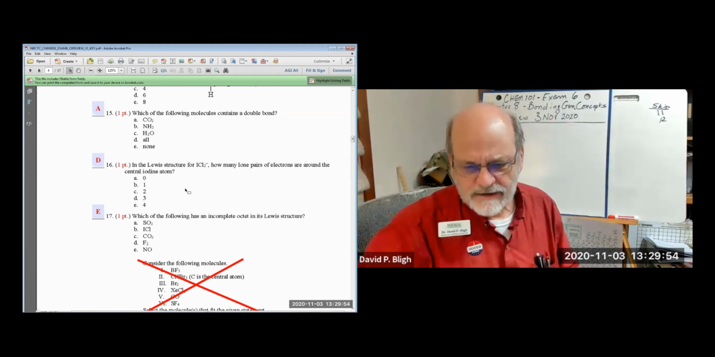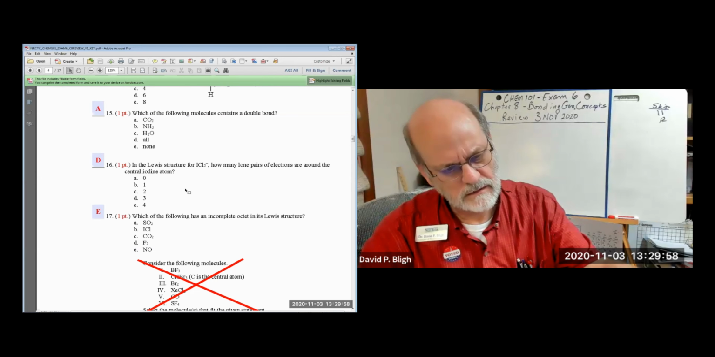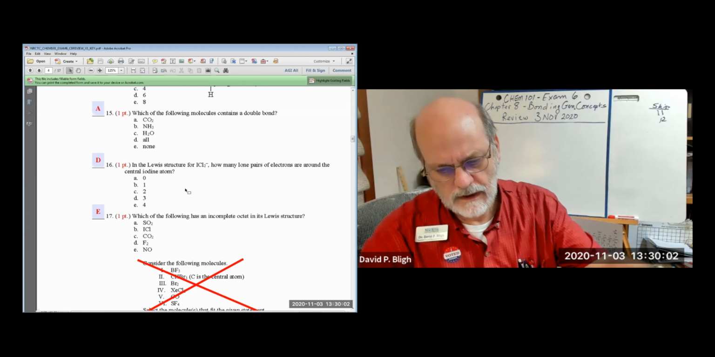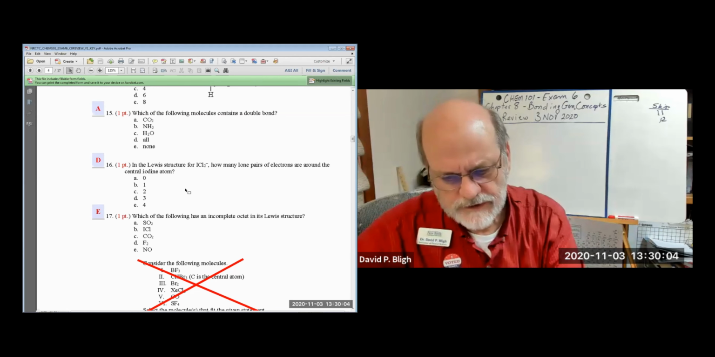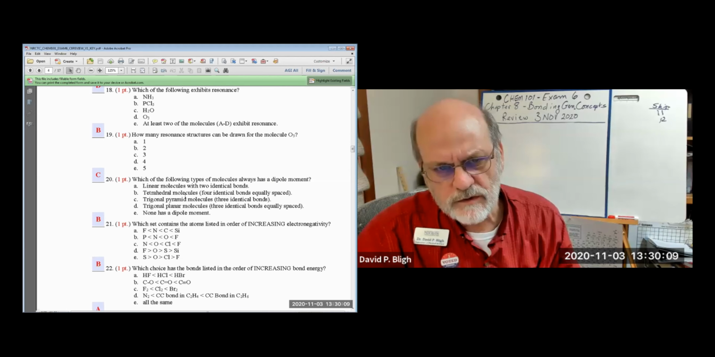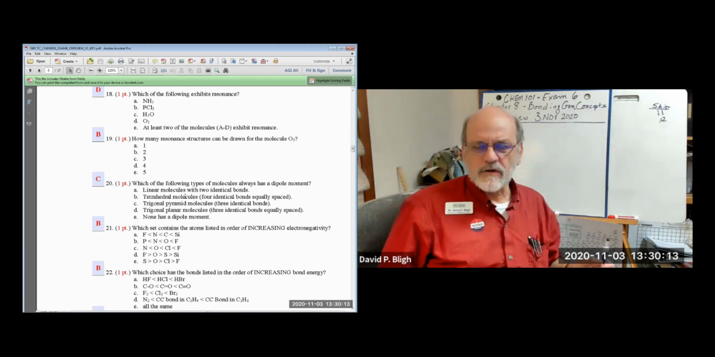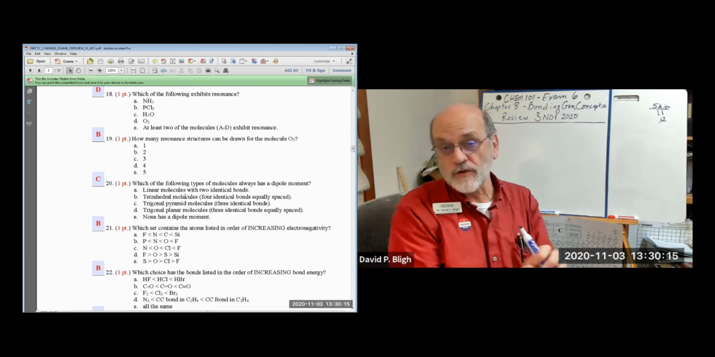Okay, let's see. I'll keep up with my hard copy here too. Now I'm not going to take the rest in sequence. I'm skipping over to 19. How many resonance structures can be drawn for the molecule O3?